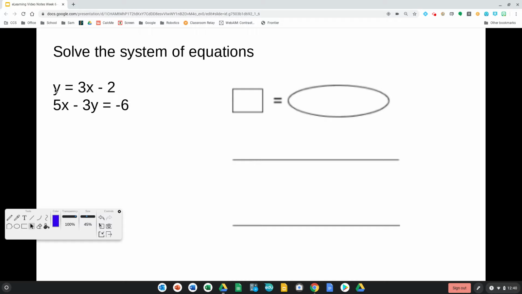Okay, we're going to start with y equals 3x minus 2. And so we're going to put a y in this box, and we're going to put 3x minus 2 over here in the circle. And so now with the other equation, the one that we didn't pick, that's the one that we're kind of using as our equation to start with. We would write 5x minus 3. But again, instead of writing the y down, we write down what's in the circle here. So we're going to write down 3x minus 2. And then that still equals negative 6.